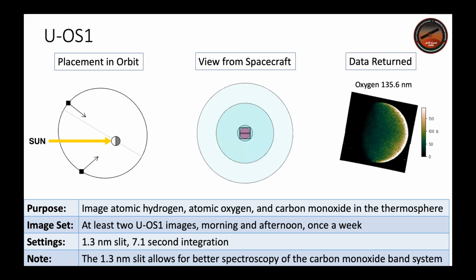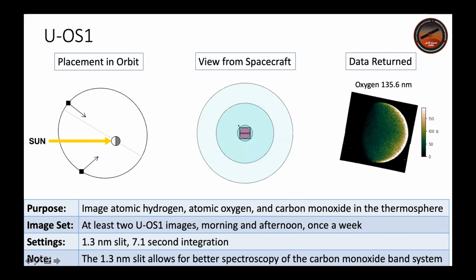So the so-called UOS1, U is for ultraviolet. This is observation strategy 1. We're looking at the disk of Mars. We like to look from the morning and the afternoon. So this little cartoon on the left, this diagram shows the position of the spacecraft as a square and an arrow showing which direction it's looking. Here's Mars with day and night side. And the view from the spacecraft for each of these looks something like this.